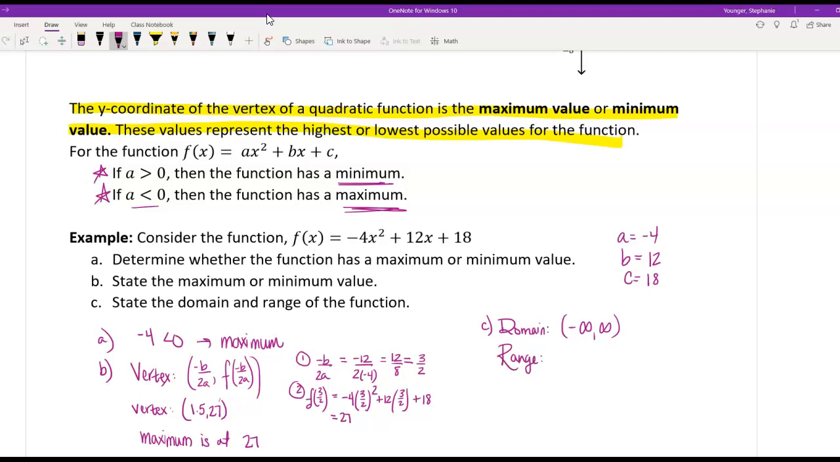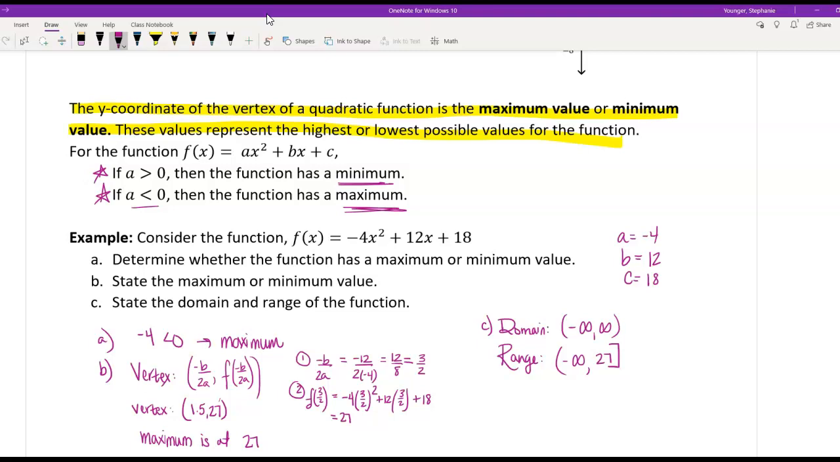However, with our range, we had a maximum. We had a highest value in which y could actually be. So, because we had no minimum value, it goes from negative infinity all the way up to our maximum at 27. Because we can touch the value 27, it is included in that range value. So we put a bracket over it.